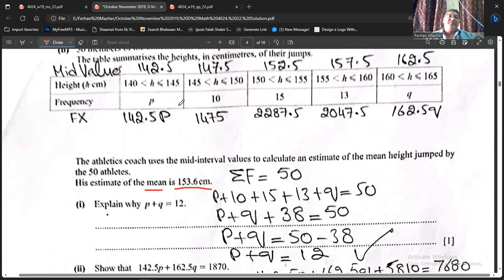You multiply it with the frequency, you get 142.5p. You multiply the mid value with the frequency, you get 1475. You multiply the mid value with the frequency, you get 2287.5. 157.5 multiplied by 13, that is 2047.5. And 162.5 multiplied by q, that is 162.5q.